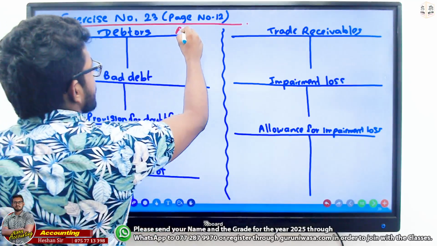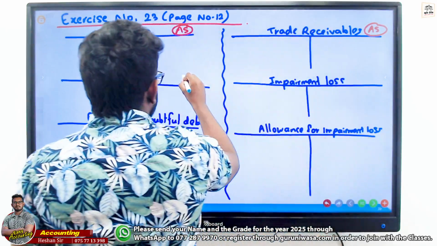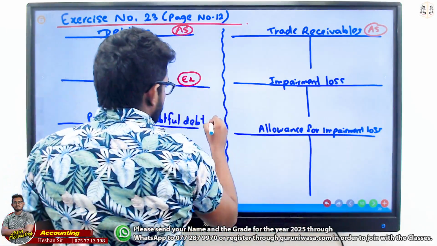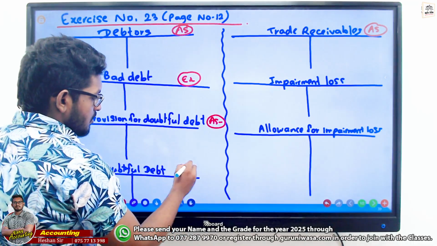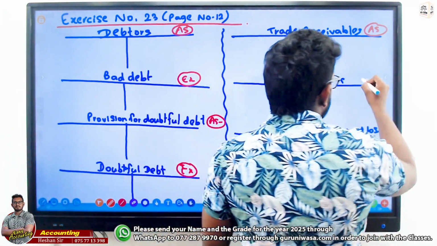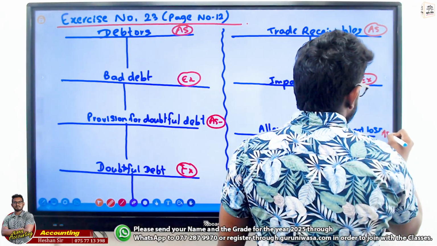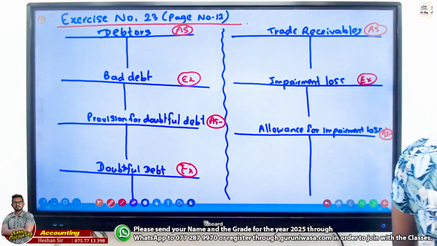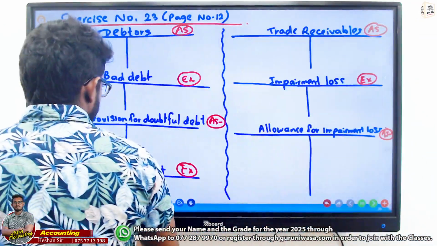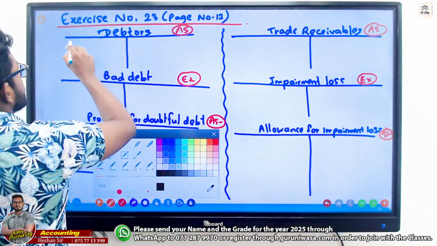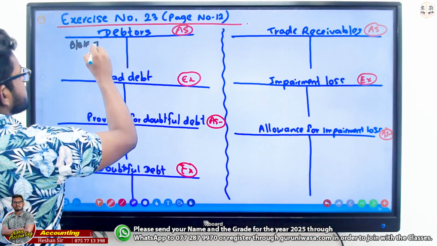Debtors is an asset account. In the other method, trade receivables and debtors are both the same. Bad debts is an expense account. Provision for doubtful debt is an asset decrease account. Doubtful debts also is an expense. So impairment loss is an expense account. Allowance for impairment loss is an asset decrease. Let's see. When it comes to the trade receivable, the opening balance was 750,000. You can write, opening or closing, there was 750,000.